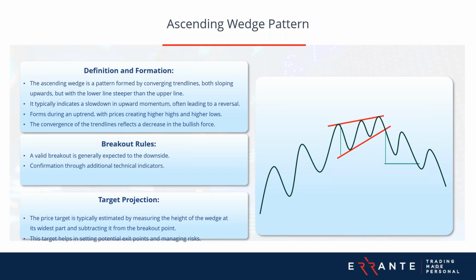So the ascending wedge with its implications of a weakening uptrend is a key pattern in forex trading, aiding traders in recognizing and preparing for potential market reversals.